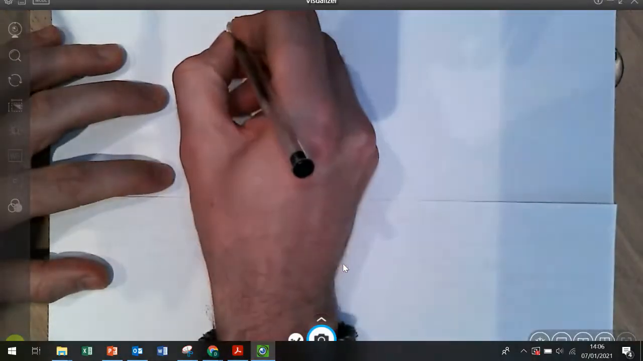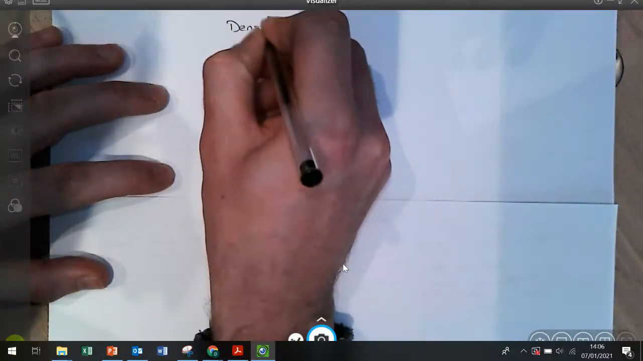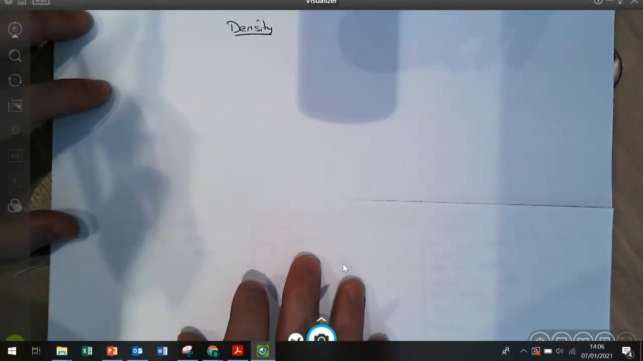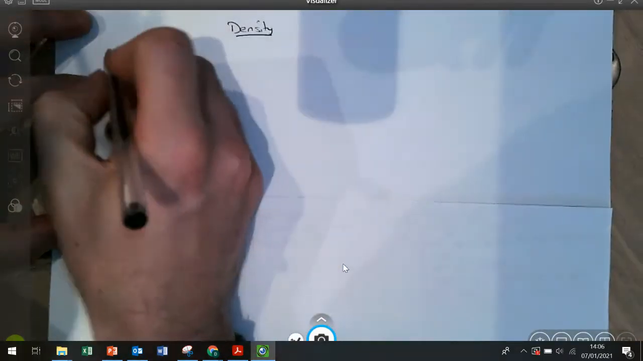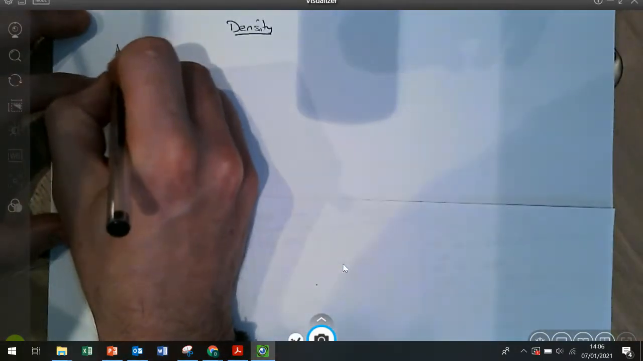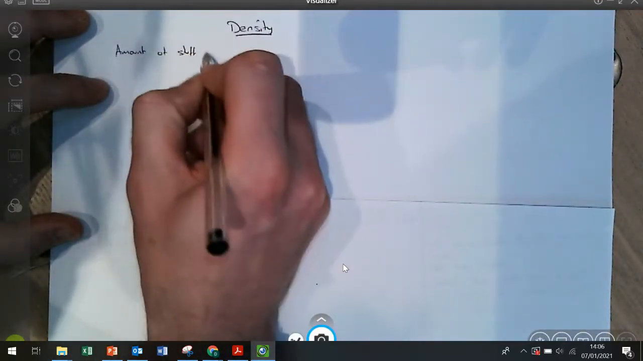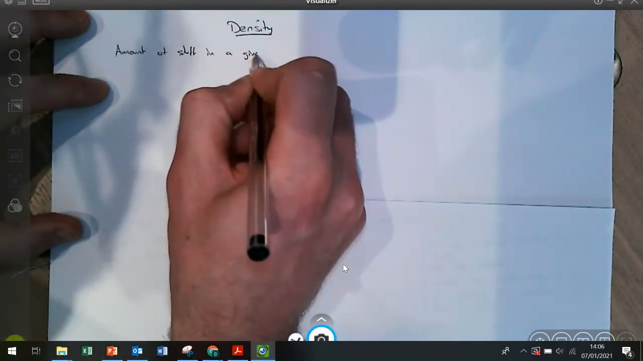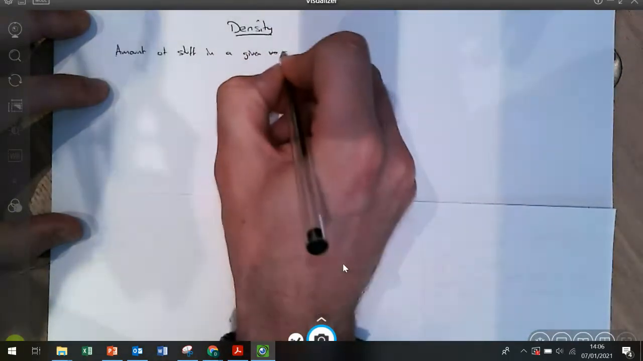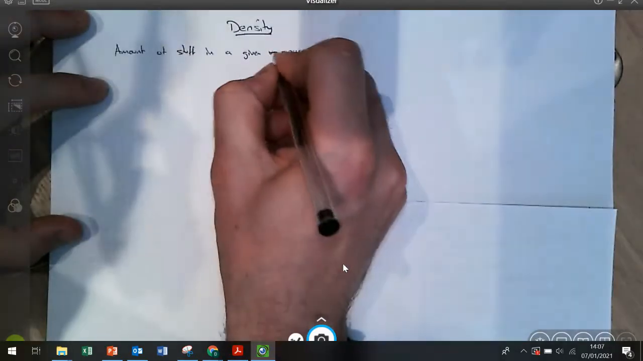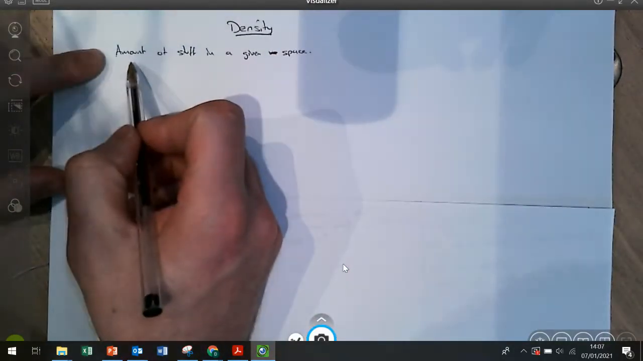In this video, we're going to look at density. So as with everything, we should be really pushing the definition, and a good definition. So density is the amount of stuff in a given space. Now, I just said a good definition. This is not the most formal definition, and I wouldn't encourage students to write this on the exam, but it's a good way of introducing it.